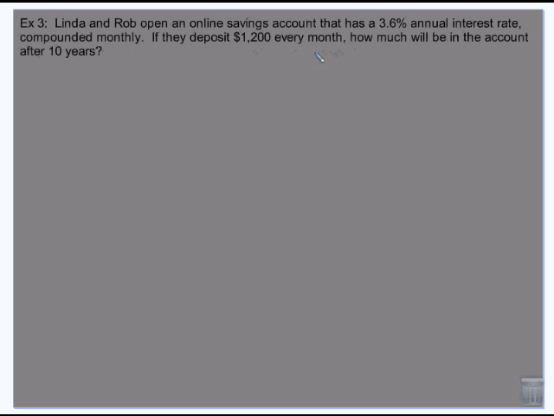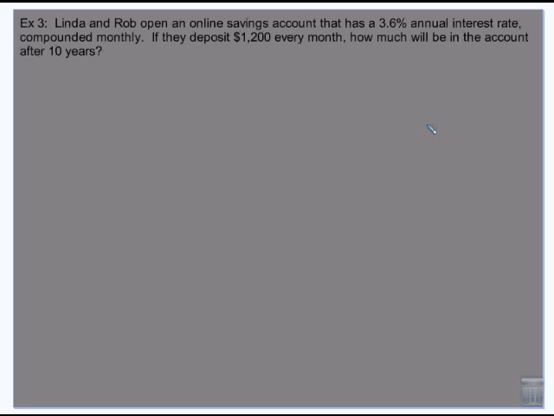The compounding and the deposit amounts need to match. So let's say I didn't say $1,200 a month here, I said $1,200 a year. I would have to divide by 12 to find out how much I'm doing per month. So you take your deposits and make them match your compounding period. So if I was going to do $100 a month, but I was going to compound daily, I would take the $100 a month, which would be $1,200 a year, and divide that by 365 days to find out how much the deposit was per day.